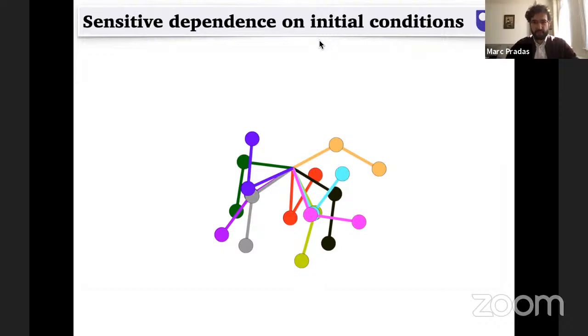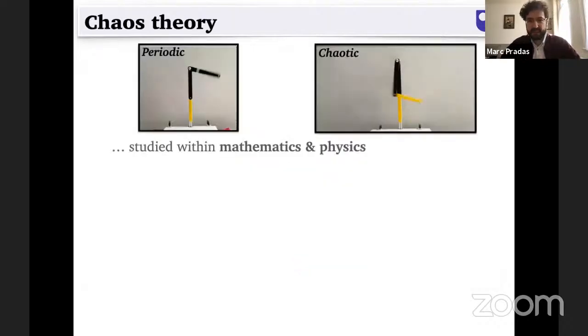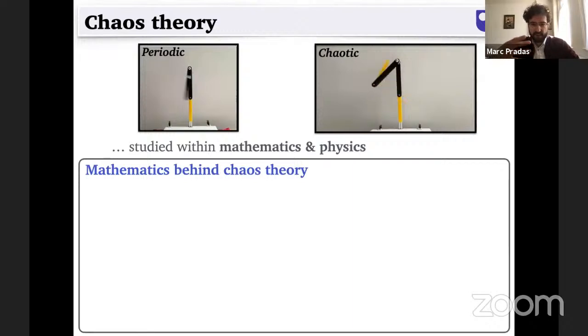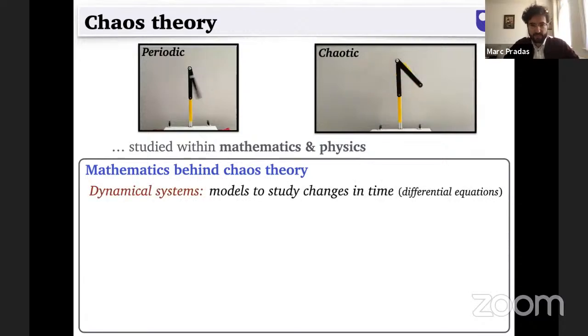Okay, if there are no more comments or questions, perhaps we can continue. So chaos theory is a branch of mathematics that normally is studied within mathematics and physics. And the idea of what we're going to do here is to explore the mathematics behind this. The branch of mathematics that covers chaos theory is known as dynamical systems, which are mathematical models to study changes in time. Generally, this will be studied by making use of differential equations, which goes beyond the scope of this session because it requires some advanced mathematical concepts.